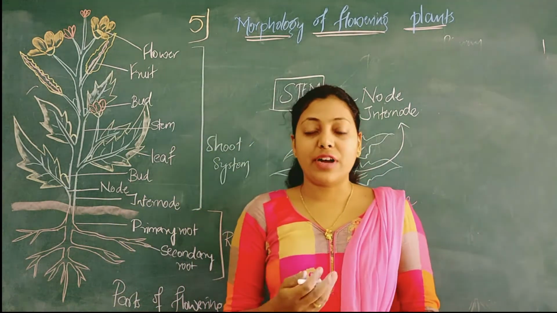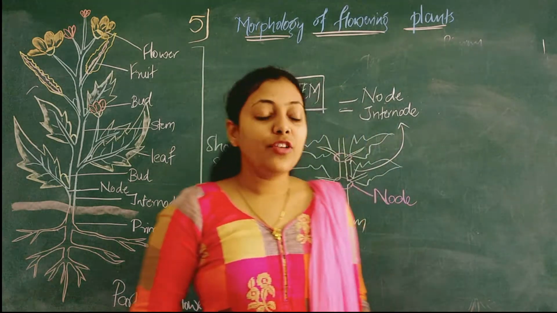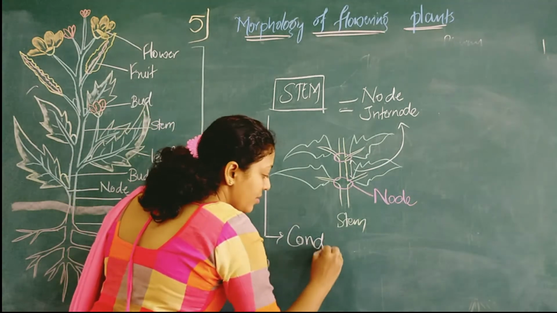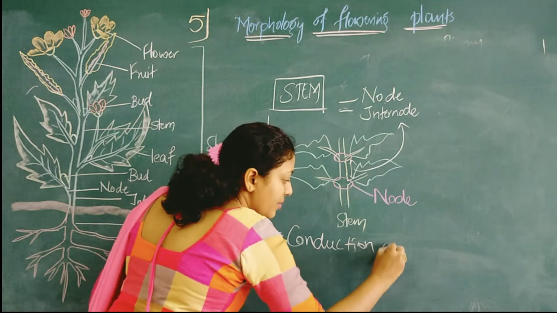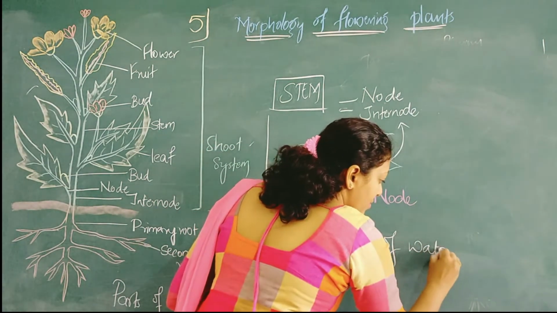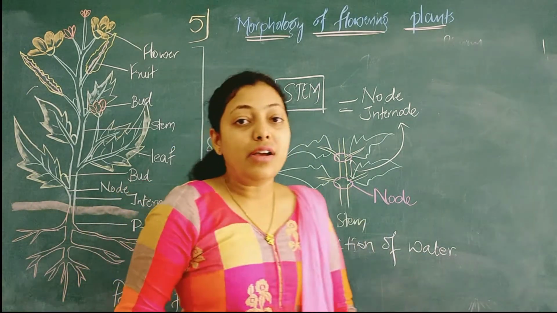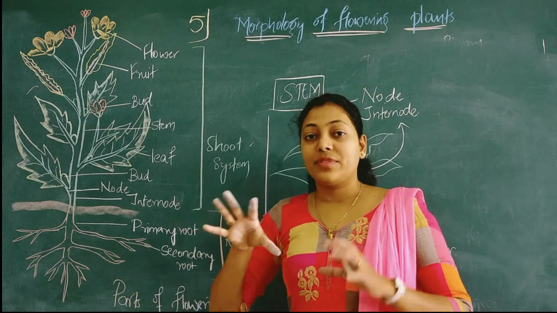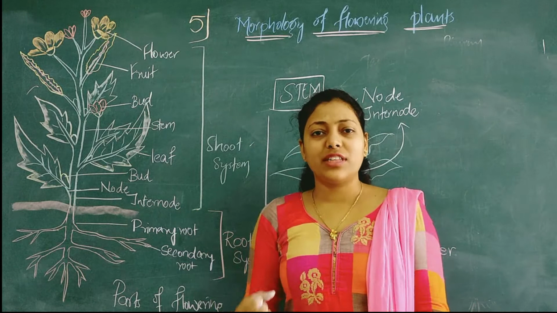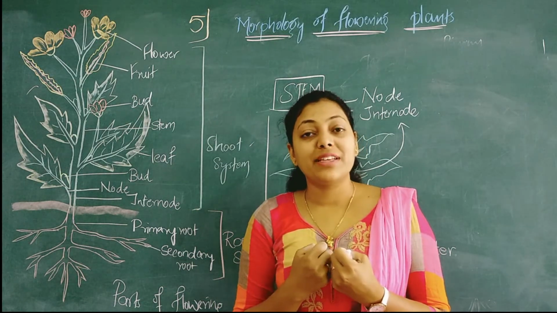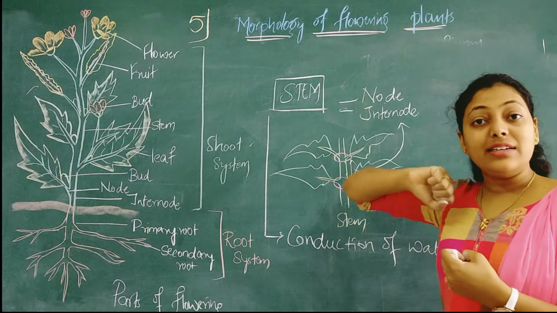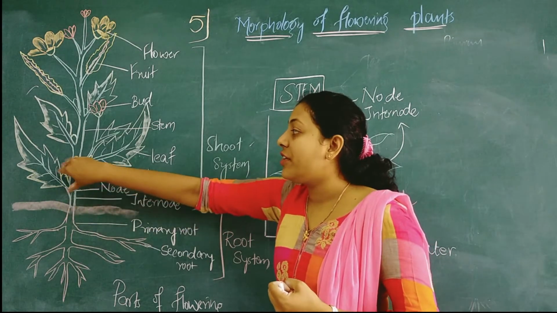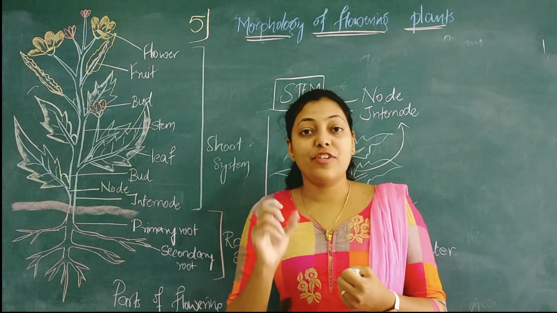Now coming back to the function of the stem, the most basic function of the stem is conduction. Conduction of water, conduction of minerals. The roots go on absorbing water and minerals, but the function of the stem is that it has to conduct. Absorption happens in the root, and the stem takes the minerals from there and transports them to different parts. That is the function of the stem.